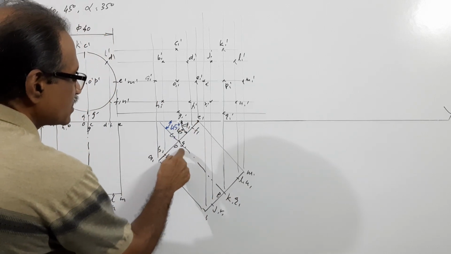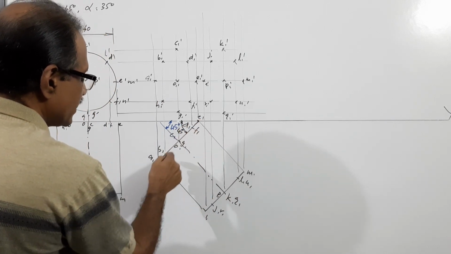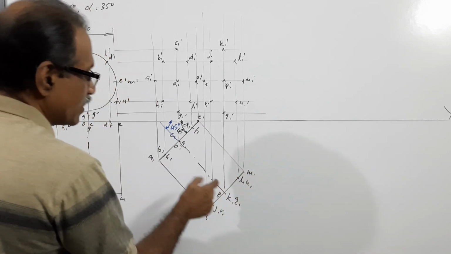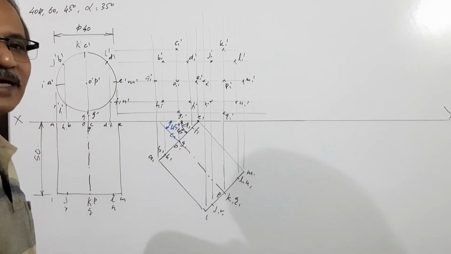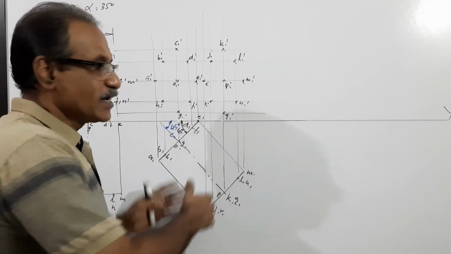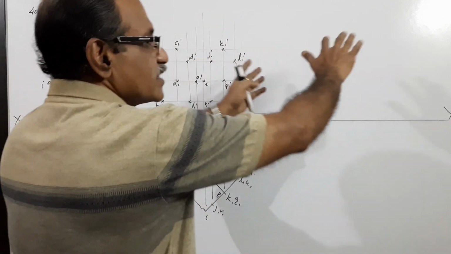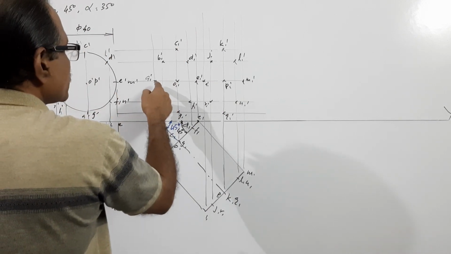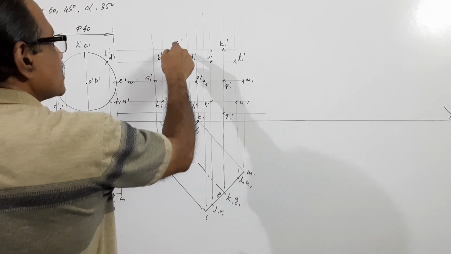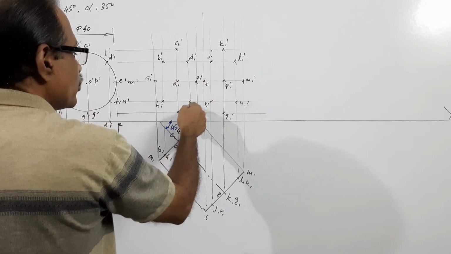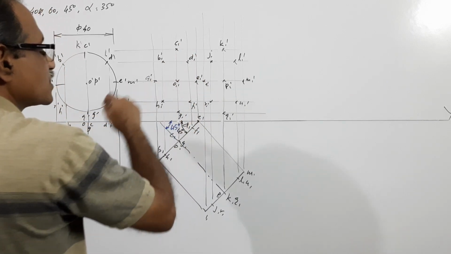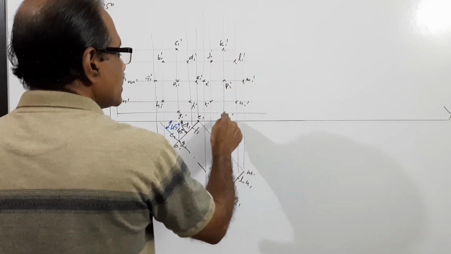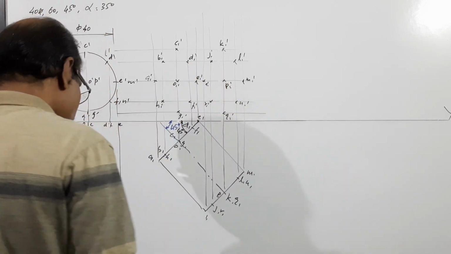So A1, B1, C1, D1, E1, F1, G1, H1, I1, J1, K1, L1, M1, N1, Q1, R1, axis O1, P1. So you complete the second plan. Draw vertical projectors up, draw horizontal projectors. You get all the points: A1 dash, B1 dash, C1 dash, D1 dash, E1 dash, F1 dash, G1 dash, H1 dash, O1 dash, I1 dash, J1 dash, K1 dash, L1 dash, M1 dash, N1 dash, Q1 dash, R1 dash, P1 dash. You have got all the points.